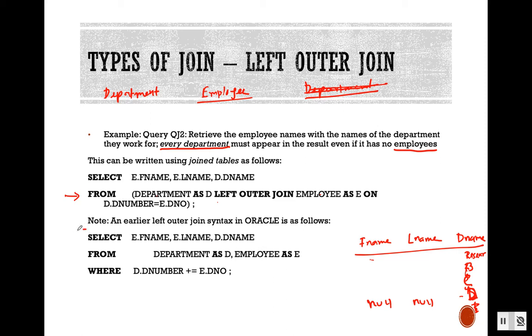We can also write it as a regular join query. In that case we write it like this: from department as D, employee as E, and the condition will be D.DNumber plus equals E.DNO. Here the plus is on the department side, so every department will be in the result.